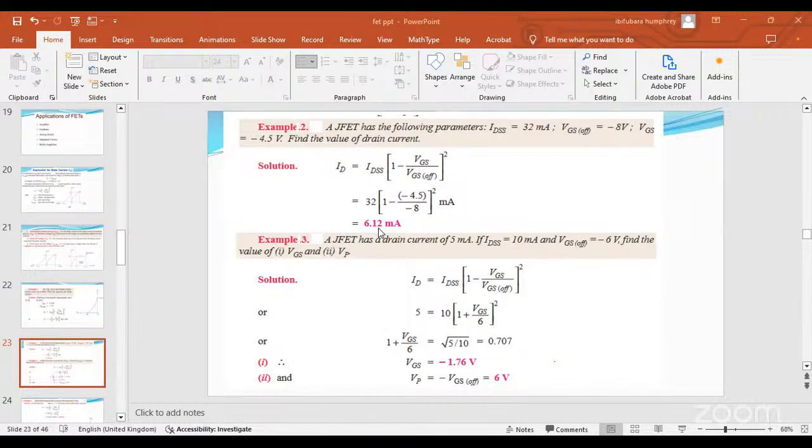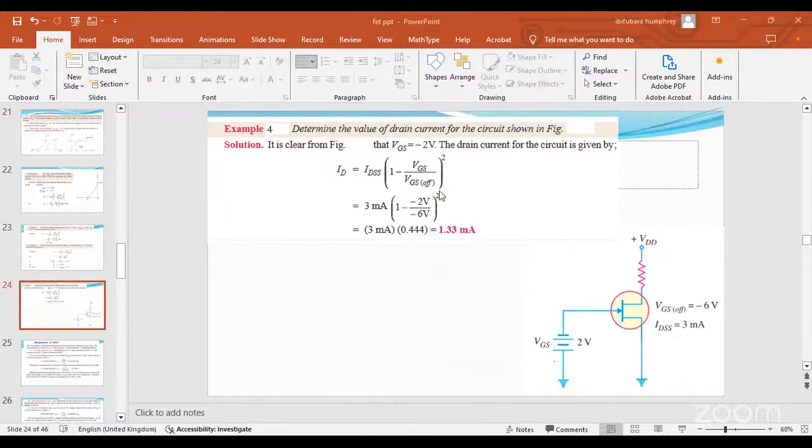Another example: you are given ID as 5 milliampere, IDSS as 10 milliampere, and VGS(off) as minus 6 volts. You are asked to find VGS and VP. Of course, finding VP is as simple as taking the positive value of VGS(off), which is 6 volts. Then for VGS, you just have to make VGS the subject of the formula, and then you have your VGS as minus 1.76.